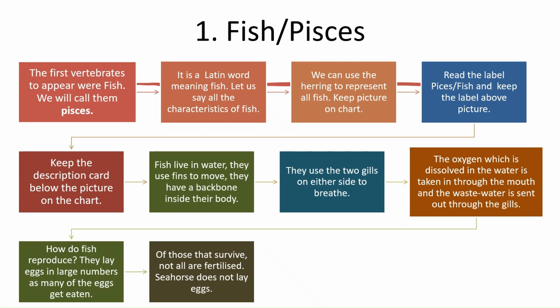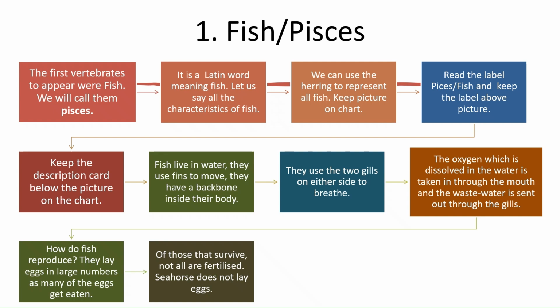First one is fish, also known as Pisces. The first vertebrates to appear were fish. We will call them Pisces. It is a Latin word meaning fish. Let us say all the characteristics of a fish. We can use a herring to represent all fish.